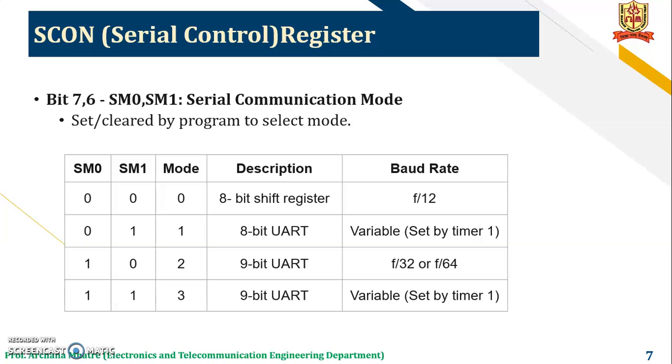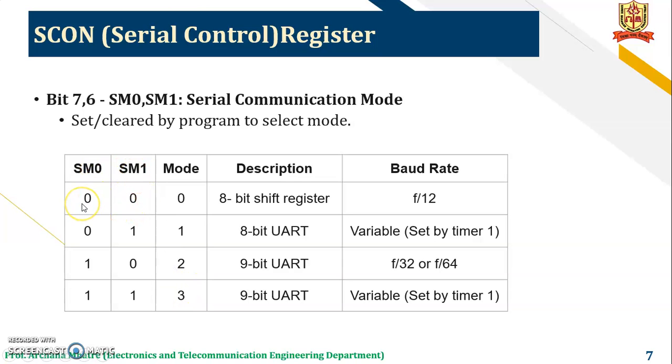First, bit number 7 and 6, that is SM0 and SM1, which are the serial communication mode bits. They are set or cleared by the program to select the mode. Now there are 4 modes of serial communication, that are mode 0, 1, 2 and 3.